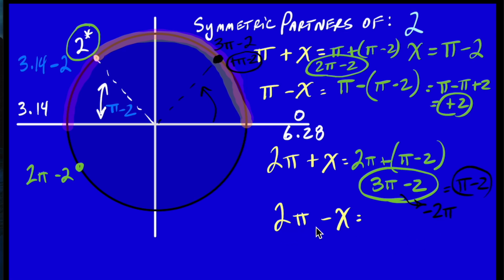Finally, we're going to do 2 pi minus x. So let's go ahead and do this. 2 pi is 1 full revolution. And then we're going to subtract x. So we're going to be right here. Our x value for the formulas is pi minus 2. So let's go ahead and do the math on that. We're going to have 2 pi minus, parentheses, pi minus 2. And that's going to end up with pi plus 2.